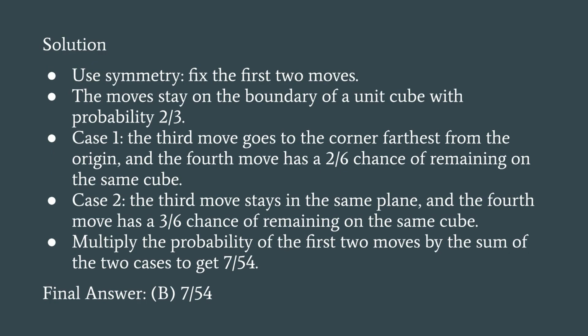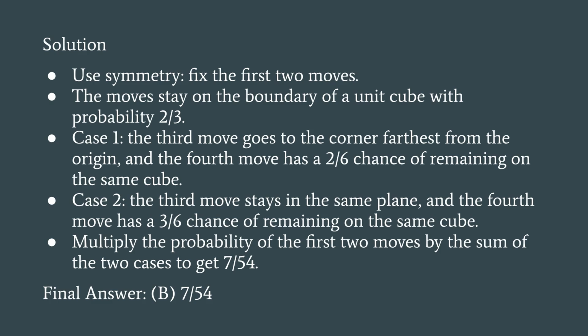Without loss of generality, we can fix the first two moves, since every orientation is symmetric. The first move always lies on an edge of one of the 8 unit cubes surrounding the origin, and after that, the second move has a 4 out of 6 chance of staying on one of those cubes. Now consider the third move.